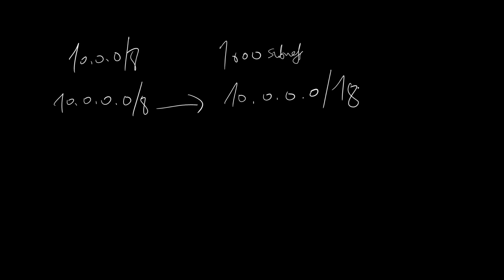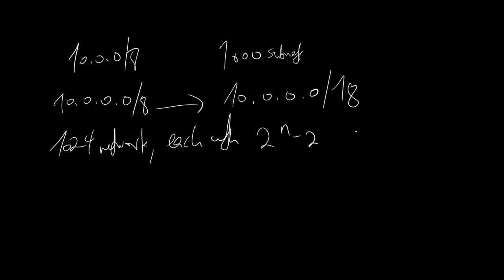How many addresses will each of the networks that I create have? So I'm going to create 1024 networks, each with 2 to the power of n minus 2. The number of bits that are left: I had 8. I borrowed 10. 8 plus 10, 18. 32 minus 18. It means I'm left with 14 bits. I'm left with 14 bits for the host. 2 to the power of 14 minus 2.